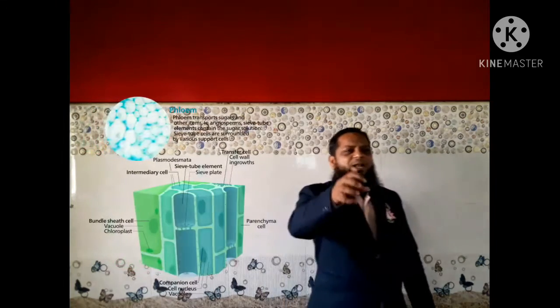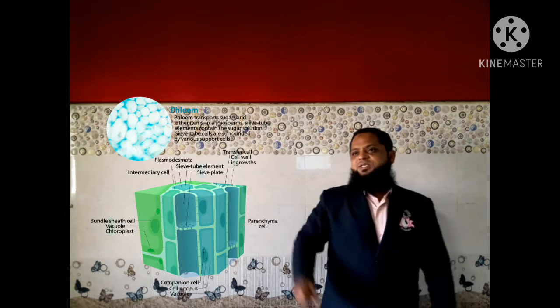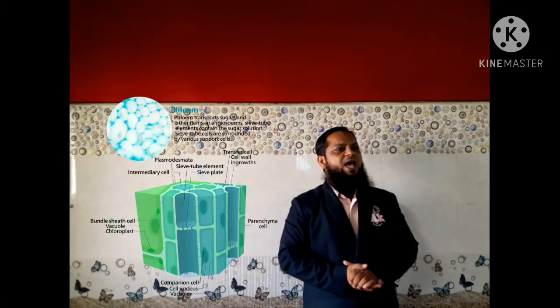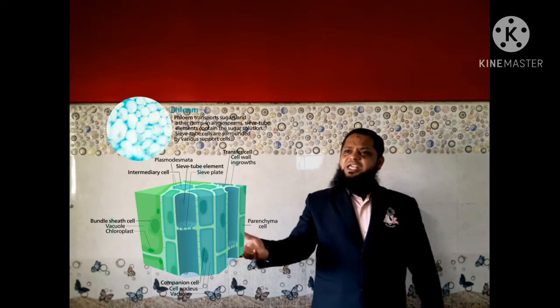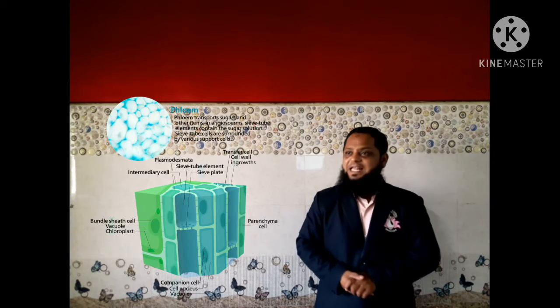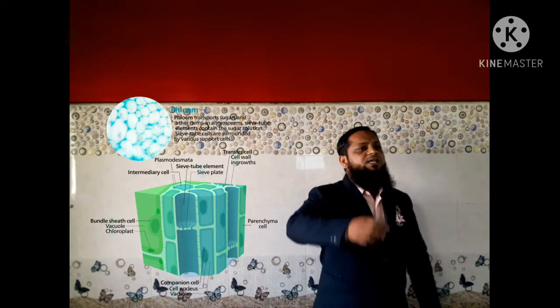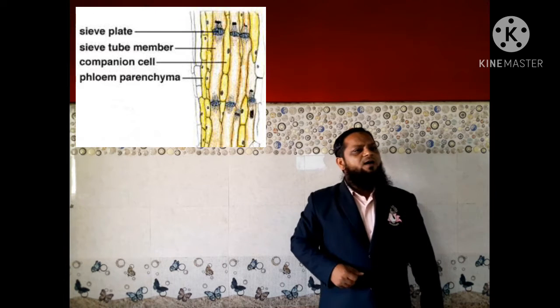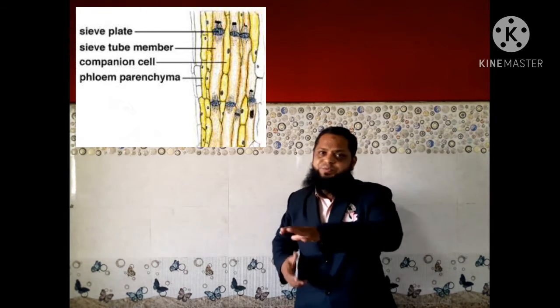Phloem is a complex living tissue present in all vascular plants and is mainly composed of different specialized cells called companion cells, phloem fibers, phloem parenchyma and sieve tubes. ATP is necessary for phloem tissues.